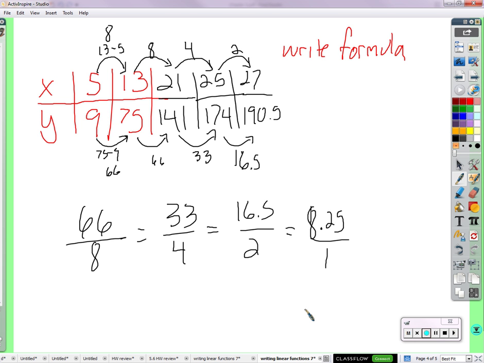Okay. And that'll work for however many changes in x you want to go. If you want to change by 3 x's, then you need to change by 3 times 8.25. And that works out to be.